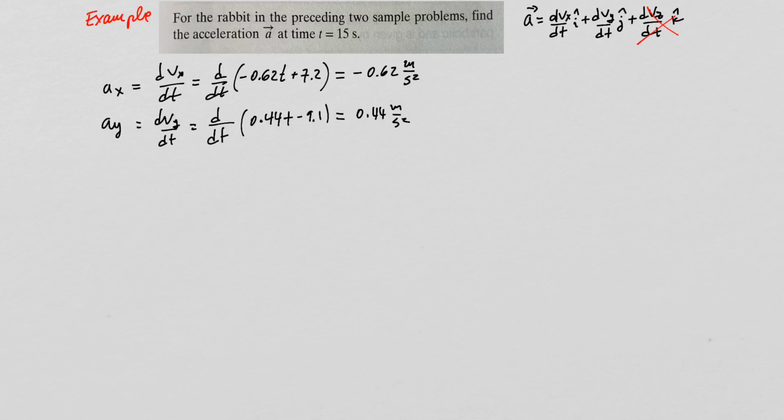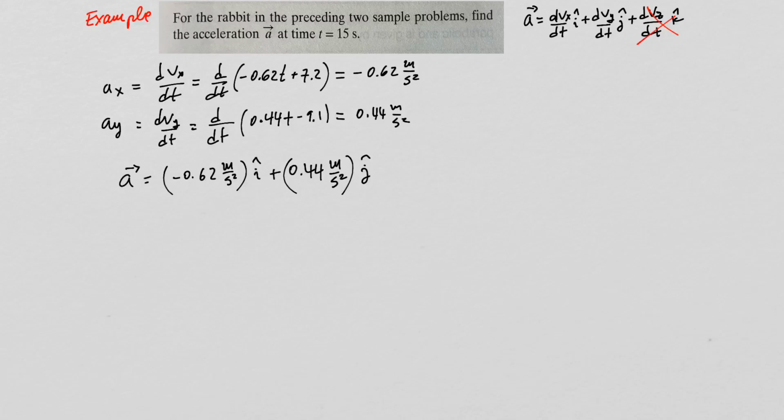And for the y component of the acceleration, we have d/dt of 0.44 times t minus 9.1, or this is 0.44 meters per second squared. And so then in unit vector notation, the instantaneous acceleration is equal to minus 0.62 meters per second squared i hat plus 0.44 meters per second squared j hat.